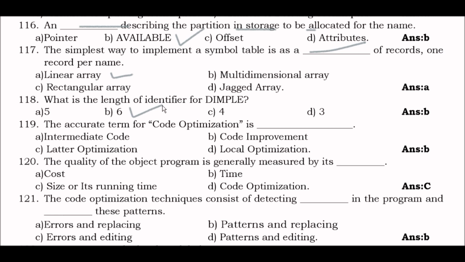Next question. The accurate term for code optimization is option B, code improvement. Okay, so the right answer here is option B. Code optimization is also known as code improvement. Next question. The quality of the object program is generally measured by option C, size of its running time.